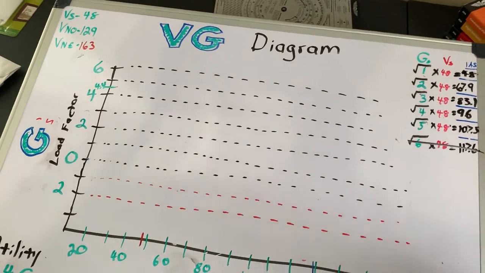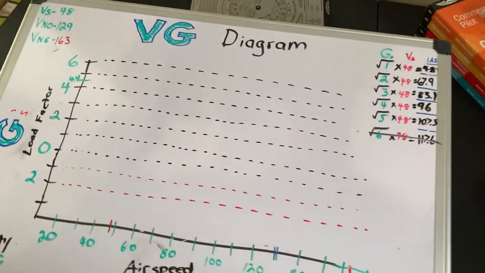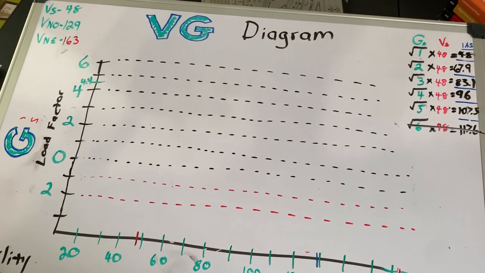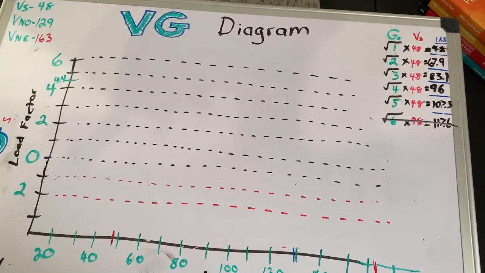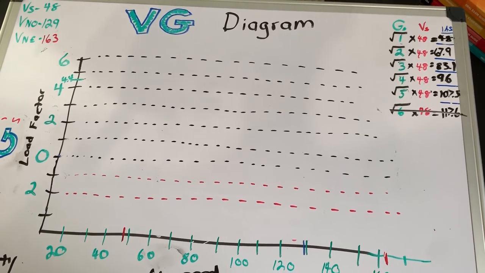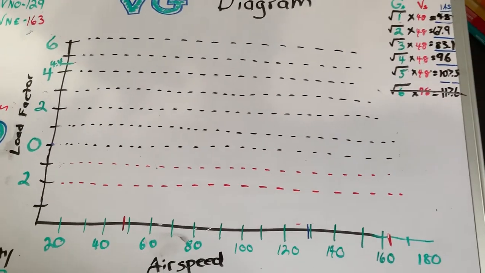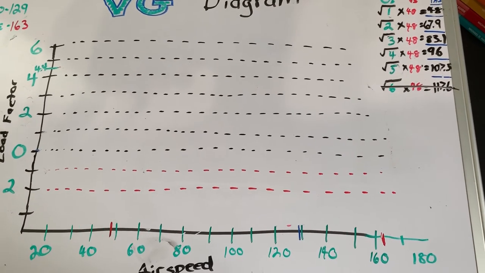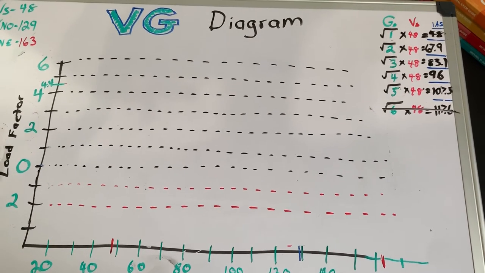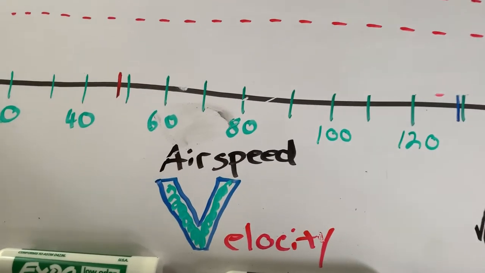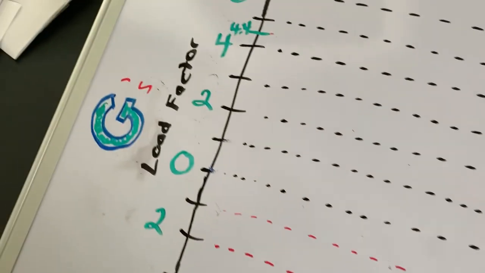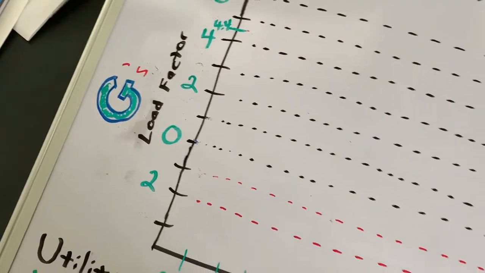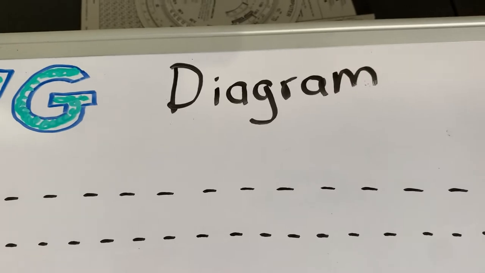What is the purpose of the VG diagram? Well, the VG diagram is all of the limitations of the aircraft and the aircraft speeds versus G's. On the y-axis, normally if you look in the PHAK, you have load factor, and on the x-axis you have the airspeed. Airspeed is actually velocity, and load factor is G's. So if you take your velocity, V, and G, put them together, you have your VG diagram.